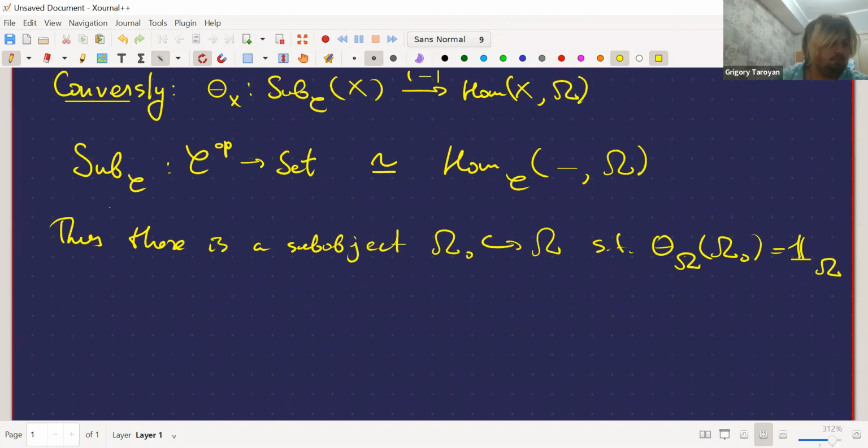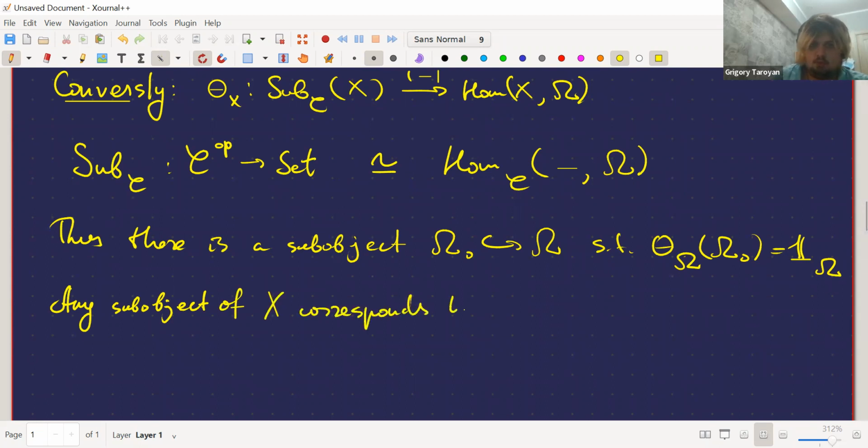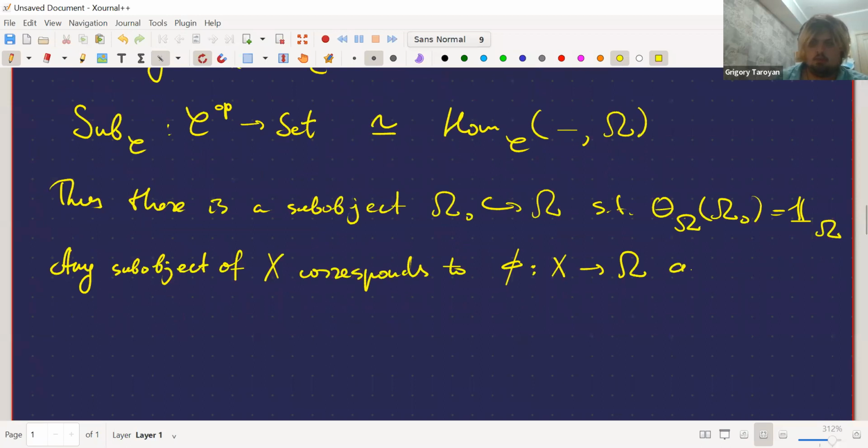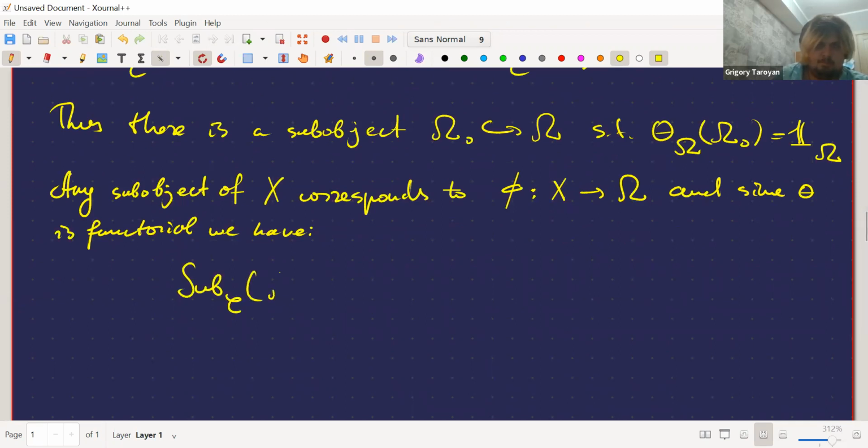Okay, so if we have such a subobject, then we know that any subobject of X corresponds to phi from X to omega. And since theta is functorial, we have the following diagram. Write it down. So subobjects of omega are isomorphic to morphisms from omega to omega.